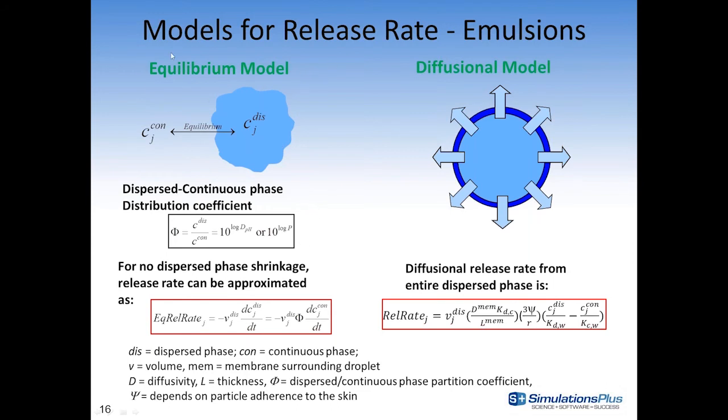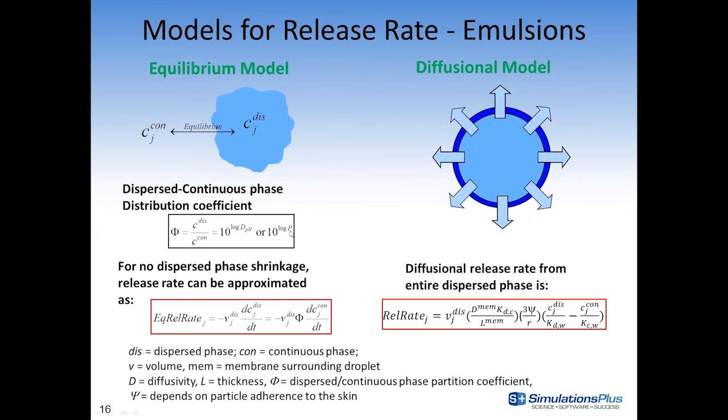We have two models for this: an equilibrium model and a diffusional model. The equilibrium model assumes that there's a constant ratio between the concentration in the dispersed phase and the concentration in the continuous phase. The default value for this is based on log P, because the P in log P, or the D in log D, is this type of ratio between octanol and water. So if you have oil droplets as your dispersed phase and water as your continuous phase, the log P is a good starting point.